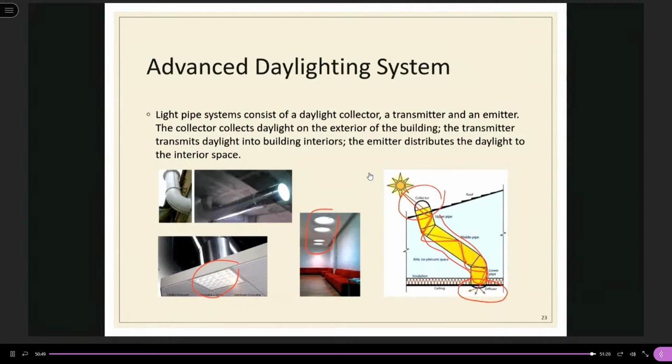In Hong Kong, we also have a light pipe in the Zero Carbon Building in Kowloon Bay. So after the coronavirus, after everything is settled, when you have time, you can pay a visit to the Zero Carbon Building.